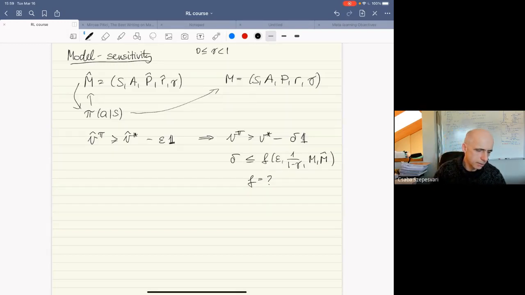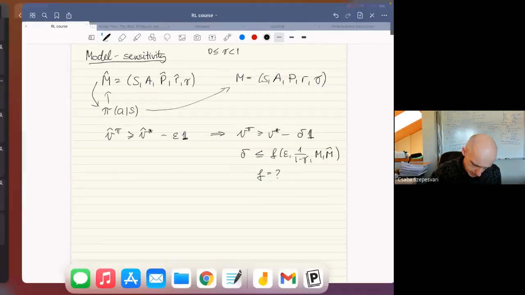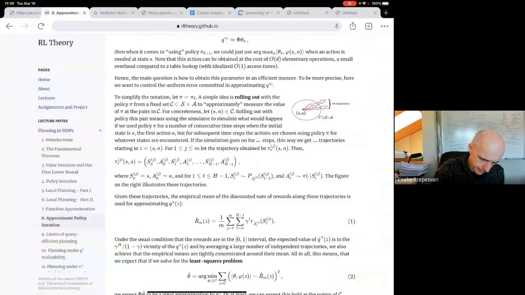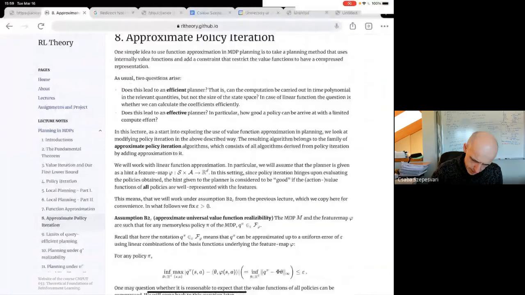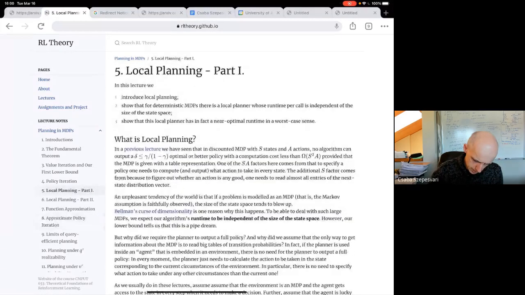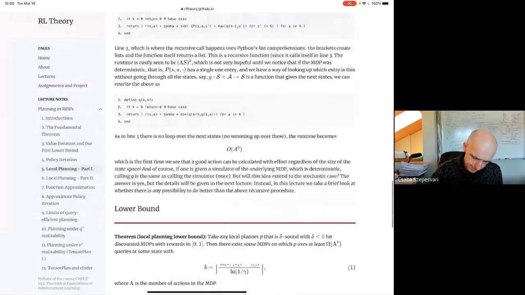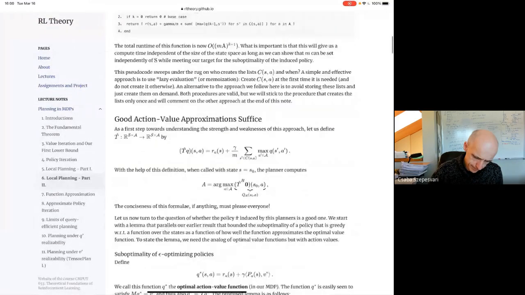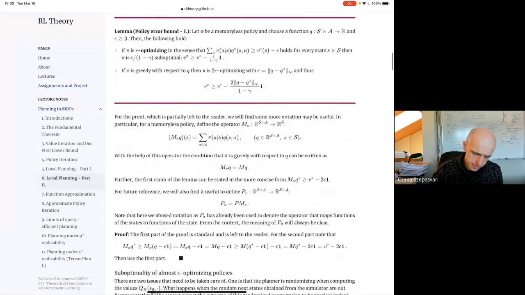We should recall our results for policy error bounds. Maybe it's in approximate policy iteration. No, maybe here or in the next one. I think it's maybe the next one. Yeah, there is this theorem here, or lemma, the policy error bound. So we want to rely on this.